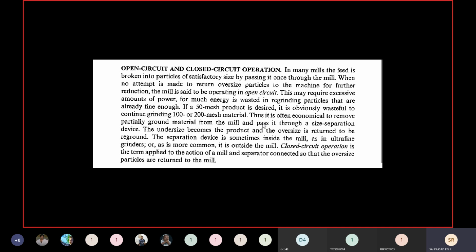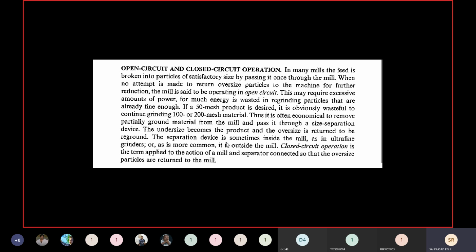So if you remember the diagram, as soon as the product is coming out from the gyratory crusher, it was going to the screening first. In the screening, the first line is sent back to the gyratory crusher, the second line is sent to the rod mill, and the third line, where the sizes are very small, was sent to the ball mill. So that is important. The undersize becomes the product and the oversize is returned to the regrinding.